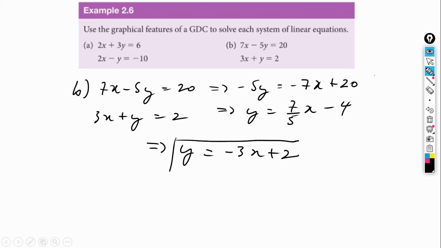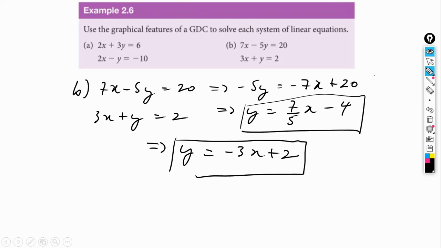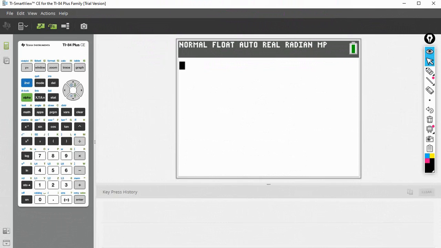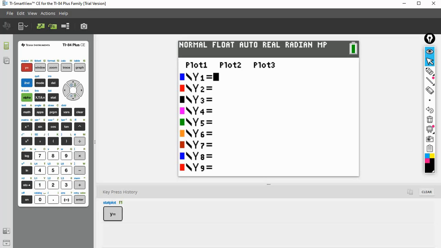So these are the equations that we'll need to plug into the graphing display calculator. Okay, so here we are with the GDC again, and we're going to plug in the equation. Remember that you go to y equals, and that takes you to the window where you can plug in the equations. We said the equations are y is equal to 7/5 x minus 4, and the other one we found was y equals negative 3x plus 2.